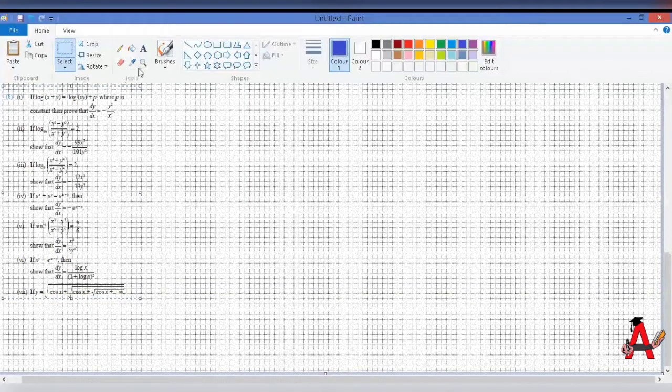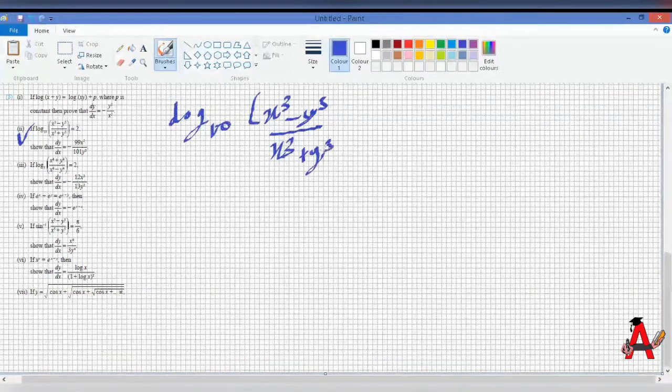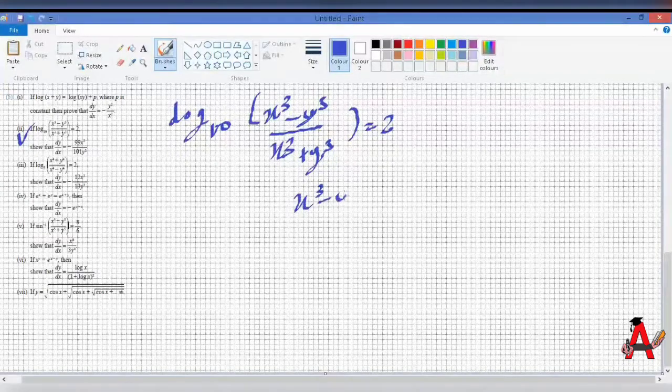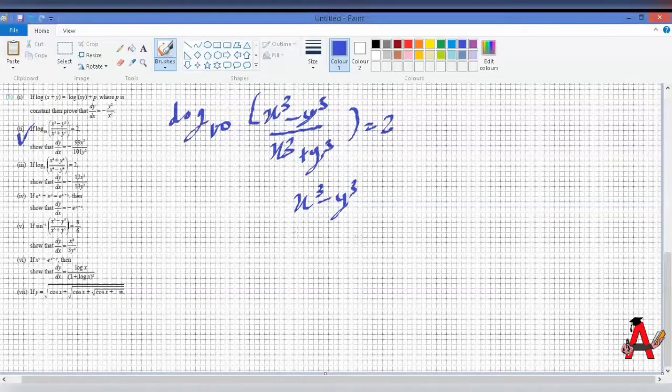Now the first one is pretty similar to what we did. This question number 2 is this. You just practice: log of 10 into (x raised to 3 minus y raised to 3) upon (x raised to 3 plus y raised to 3) is equal to 2. So this 10 goes on the other side. It becomes log of (x raised to 3 minus y raised to 3) upon (x raised to 3 plus y raised to 3).